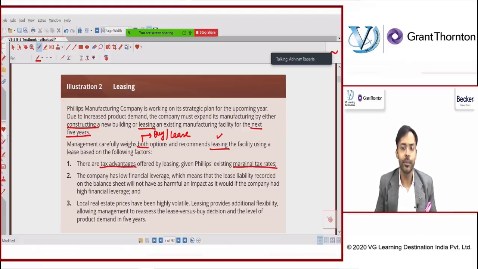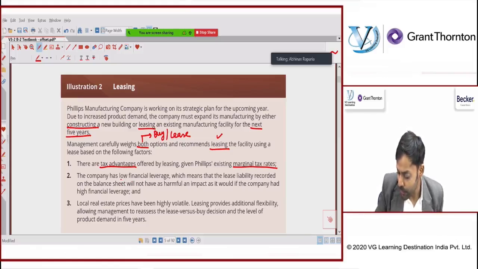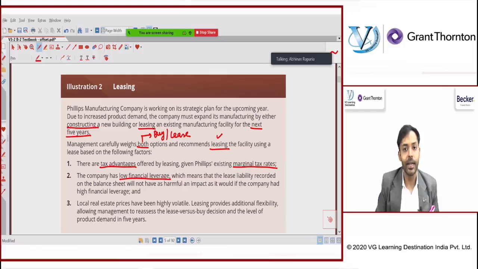Generally the tax advantage is something which is already there in case you buy also, because therein you get the advantage of the depreciation also. Second advantage that I'm mentioning is that since your company has a low financial leverage, since the debt equity level of the company is very low, in that case you can still go ahead and go for the lease liability.